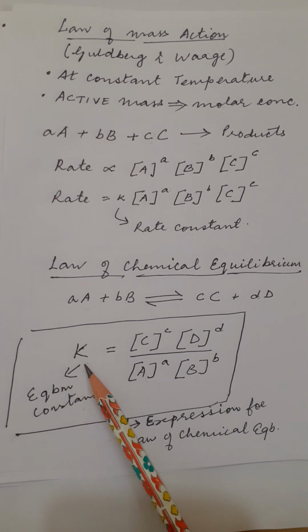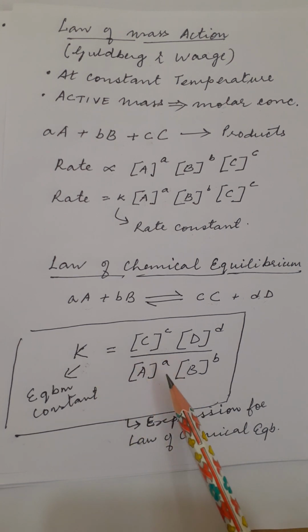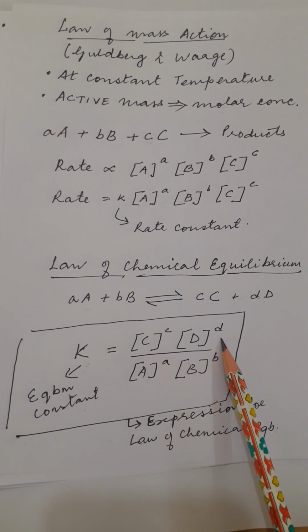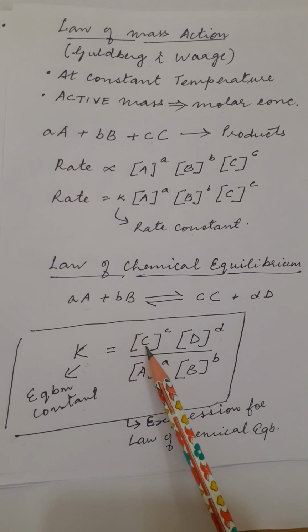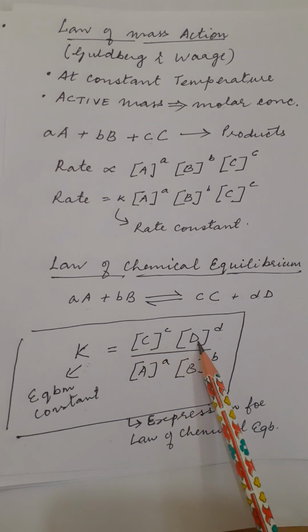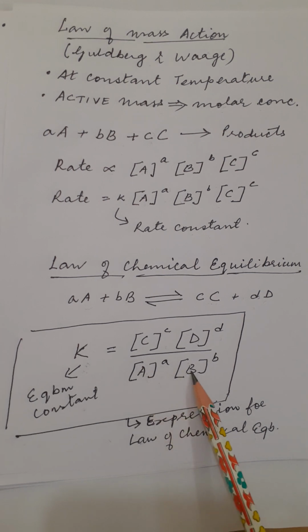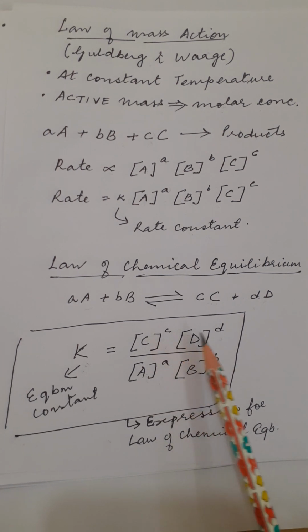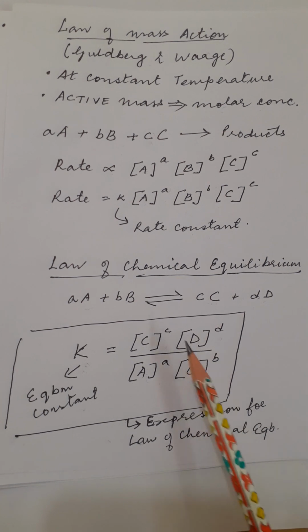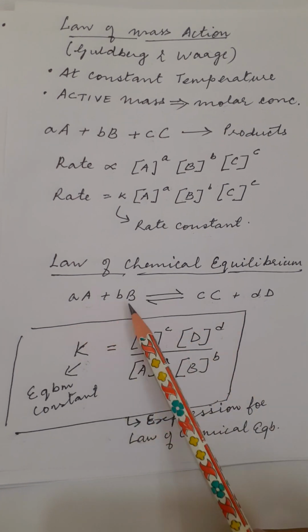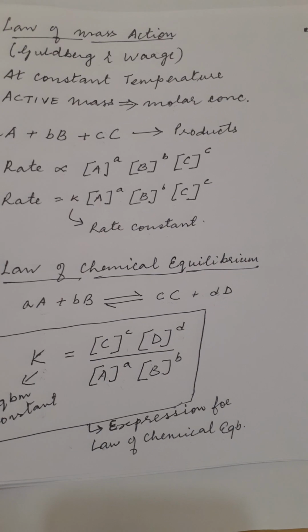So what is the equilibrium constant expression? It's simply the ratio wherein the numerator has the product of the concentrations of the products, and the denominator has the product of the concentrations of the reactants, with each concentration term raised to the stoichiometric coefficient featuring in the balanced chemical reaction.